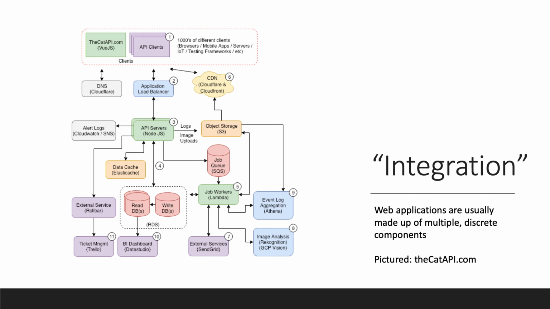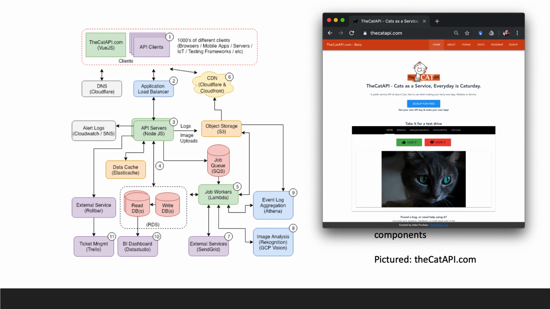The integration in the title of the module, Web Application Integration, we use that to refer to architecture and for integrating different architectural components. Web applications are rarely just one single code base stored on one single server. Here is a schematic diagram for one web application. It's for a service called the CATS API. This is something that we'll be using in one of the tasks today.